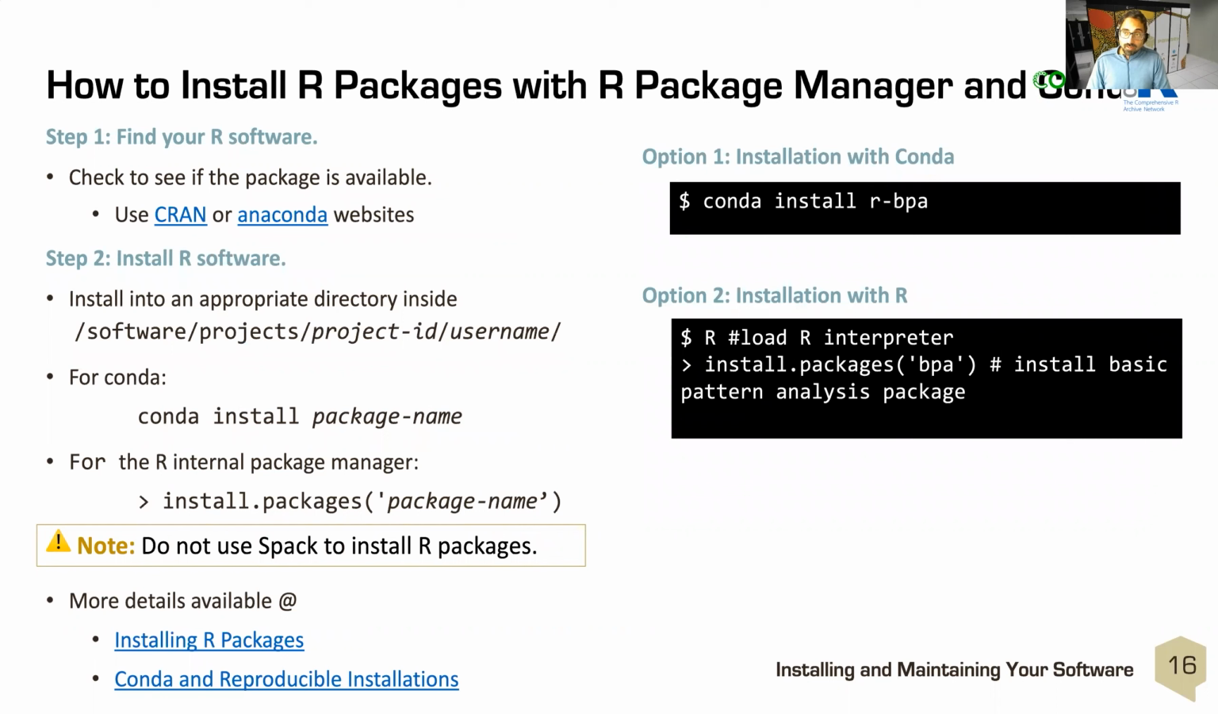Now, R is another package manager. It also is an interpreted language. We also suggest to not use Spack to install R packages. Again, you'd use Conda or the R internal package manager itself, so module load R, and then run R to install in a local space the package you want, such as, in this case, BPA as our example. So you make sure you module load R, and we suggest then using R itself to do the installation in a local user space, in the /software/projects/project ID/username space. Same thing for Conda. So it's very similar to Python.